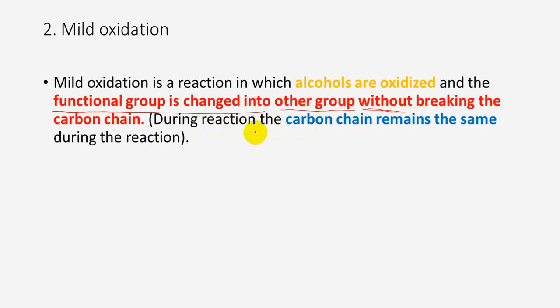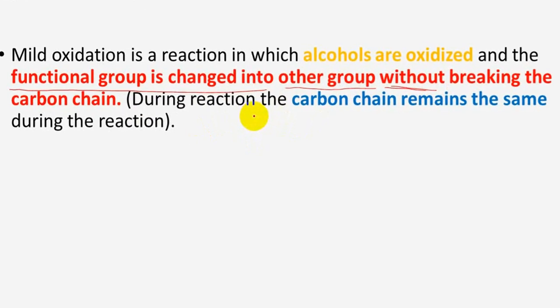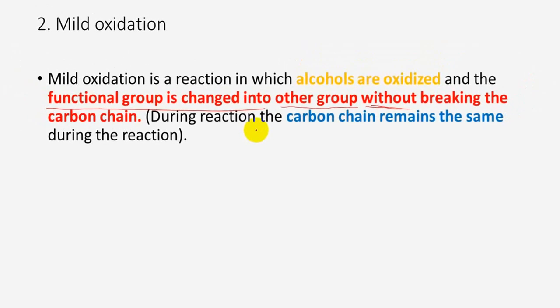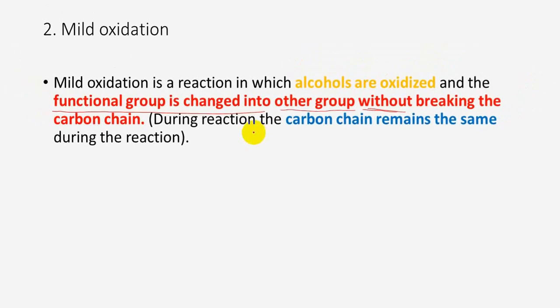If the alcohol has a linear carbon chain, the product of the alcohol will also have a linear carbon chain. If the alcohol has a branched carbon chain, the product obtained will have a branched carbon chain.